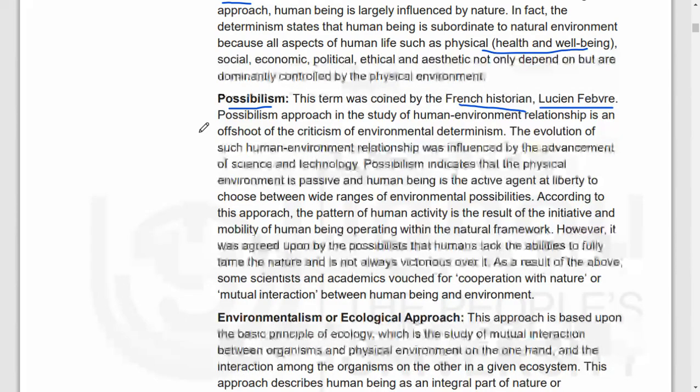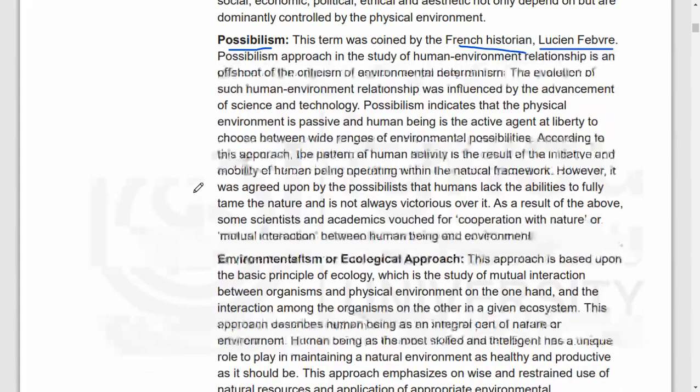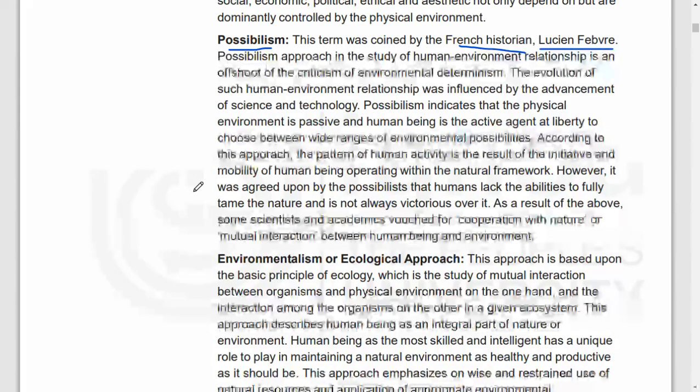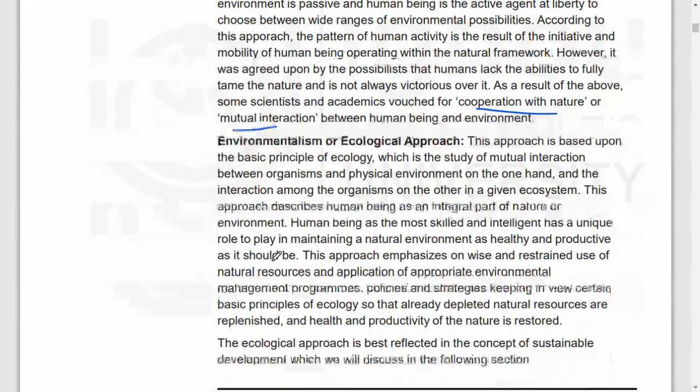According to this approach, the pattern of human activity is the result of the initiative and mobility of human being operating within the natural framework. However, it was agreed upon by the possibilists that human lacks the ability to fully tame the nature and it is not always victorious over it. As a result of the above, some scientists and academics vouched for cooperation with nature or mutual interaction between human being and environment.